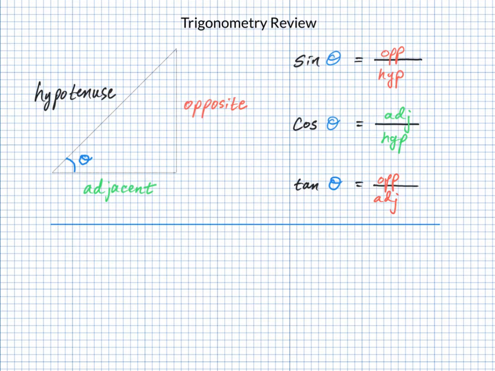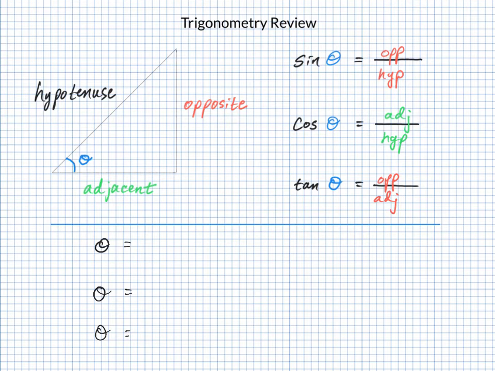Now, we can take this a step further, and I could ask you in a problem, what is this angle theta? From these trig functions, we can't really get it, because they're just giving us a ratio of the two sides we're looking at. But we have inverse trigonometric functions, where we can find theta from those three trig functions. All we would want to do is just take the inverse of those trig functions.